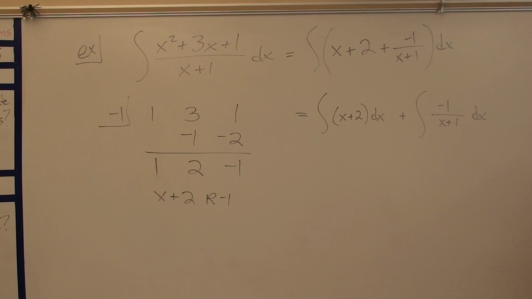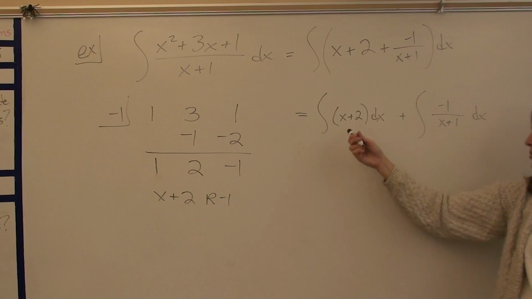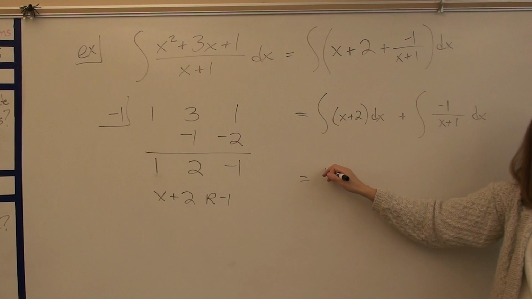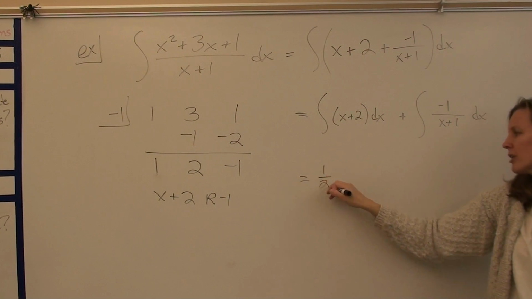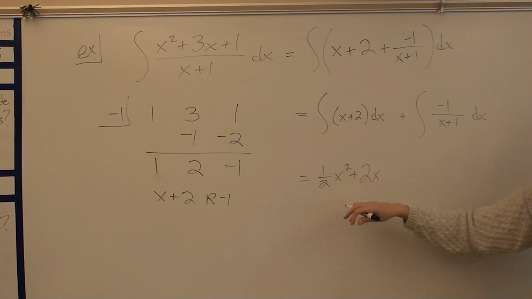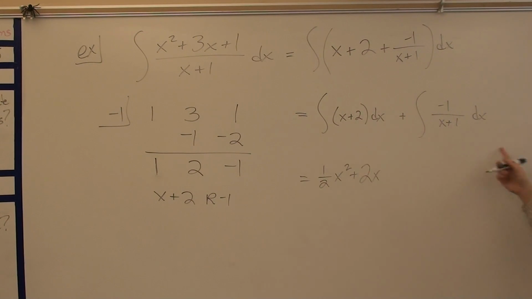Alright? This guy, easy antiderivative. What's the antiderivative of x plus 2? 1/2 x squared plus 2x. Alright, see? Done. Don't write the c yet, because we'll just put one c for the whole thing.